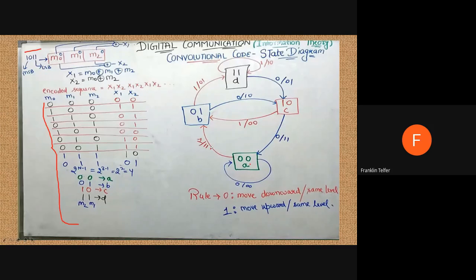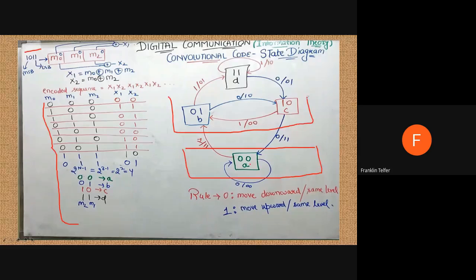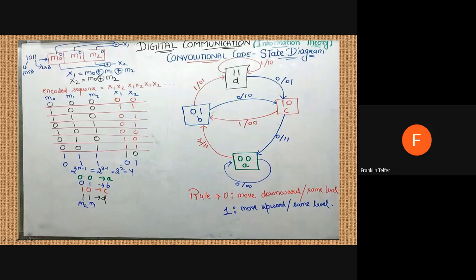This section can be taken as the lower state, this section as the intermediate state, and this section as the higher state. So there are three levels: lower level, intermediate level, and higher level. We can divide it like this and solve it. One rule has to be followed: if it is 0, move downward or stay at the same level; if it is 1, move upward or stay at the same level.